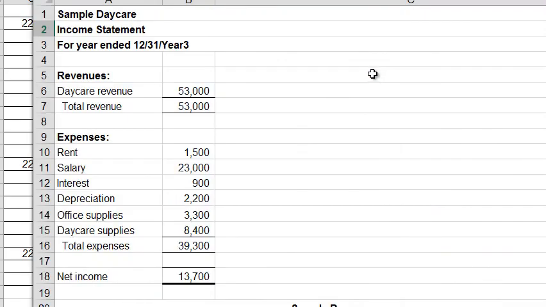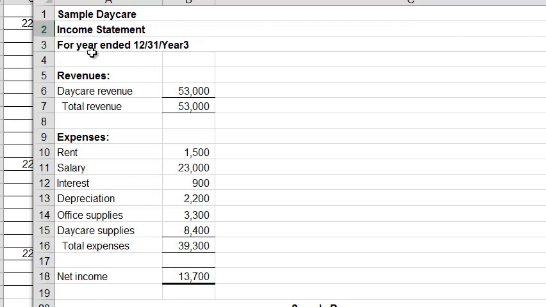Okay, here's the income statement for Sample Daycare. Again, notice the very important title. We'll have the name of the company, the name of the statement, and again, there's a lot of variation here. And then the most important thing for you to note is the dating, because we want to compare and contrast the dates on these various statements.